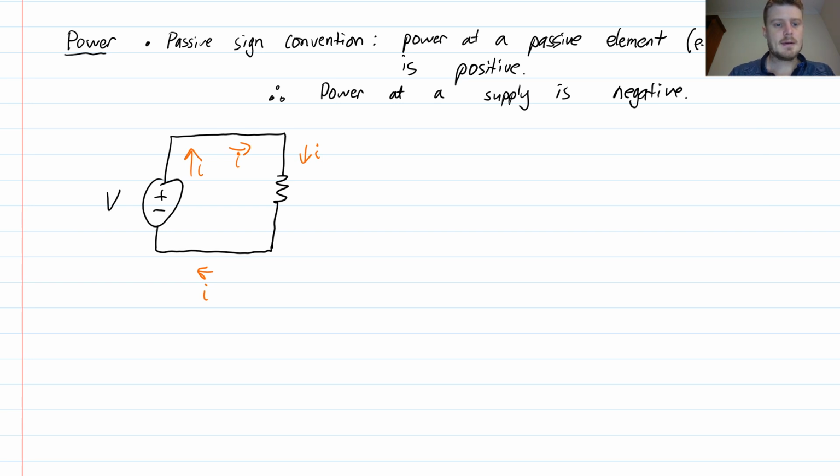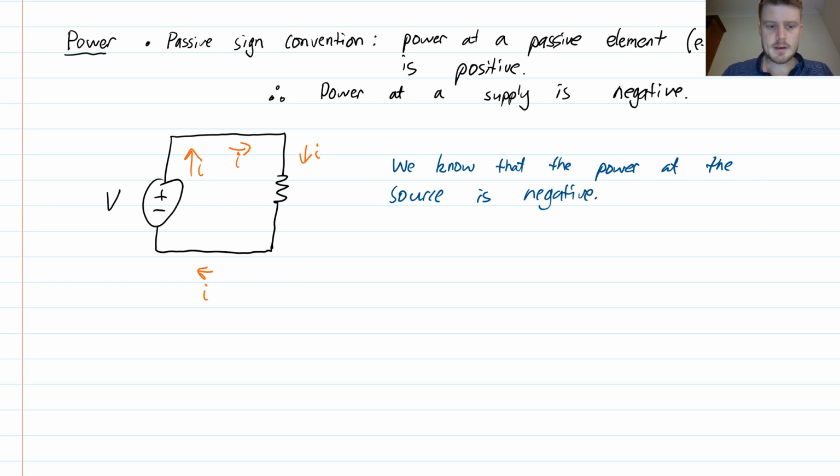Now, the way that we would analyze this component, we know that this is the power supply, right? That's obvious. If we think about what's happening in this circuit, where does the energy come from? The energy comes from the power supply. Therefore, we know that the power at that element must be negative. That's the passive sign convention. So we know that the power at the source is negative.